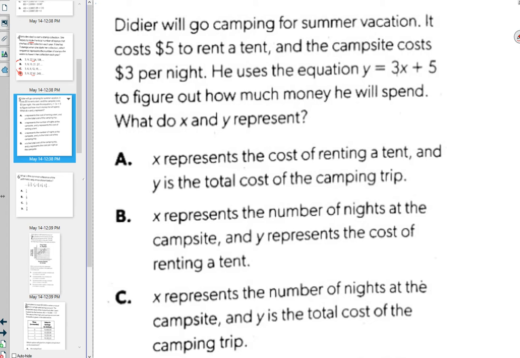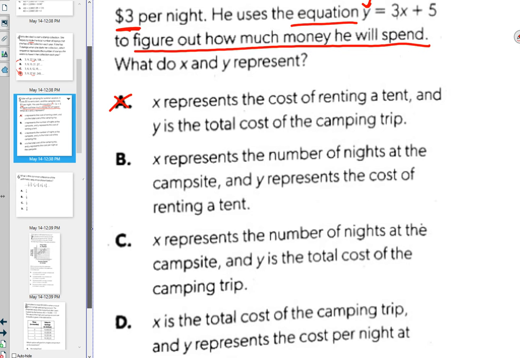Okay. So y is the one that's by itself, and they even tell you the equation is meant to figure out how much money he will spend. So y is going to be the amount of money he's spending in total. And if he's spending $3 per night and multiplying that times x, what do you think x represents? The number of nights. So x is not the cost of a tent.